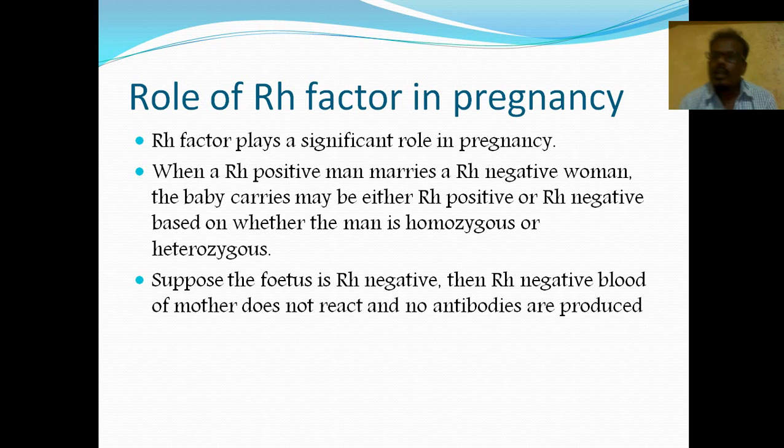Now, for example, a man is Rh positive, he has the Rh antigen, and the woman is negative, no Rh factor. If both man and woman get married, then the baby may be either Rh positive or Rh negative. Suppose the baby is Rh negative and the mother is Rh negative, they do not react because there are no antibodies. If the baby is negative and the mother is negative, there is no reaction, no chance of production of antibodies, so no harmful effect.